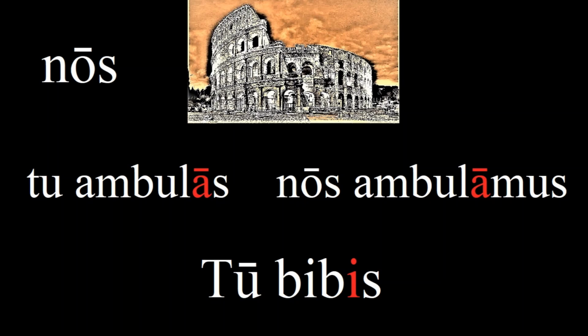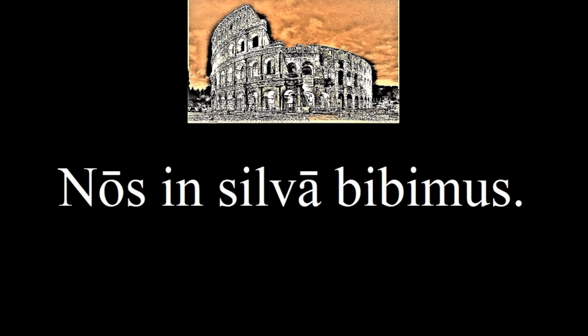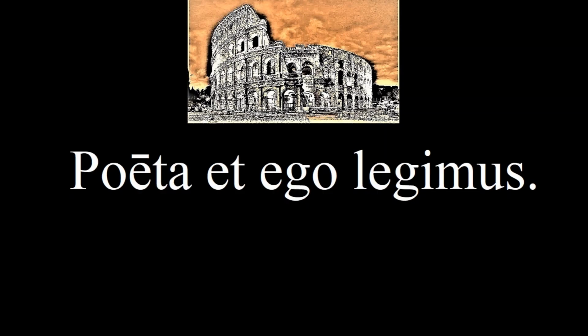Say now, we drink in the forest, and this time use the word for we. Nos in silva bibimus. Because it's tu bibis, we have nos bibimus. And how would we say, the poet and I read? Poēta et ego legimus. Do you understand why we used legimus instead of legunt? Because the subject included ego.